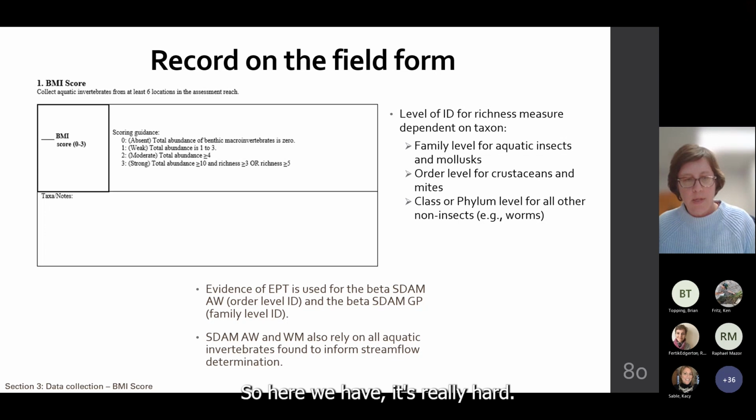So here we have, it's really hard. I can't really read it. Anyway, you have 0 to 3.